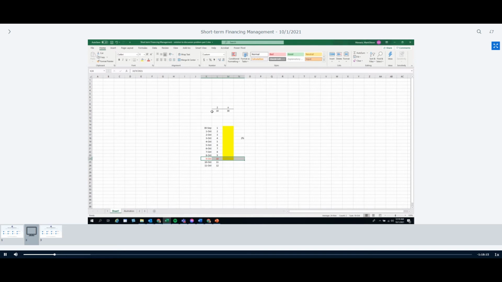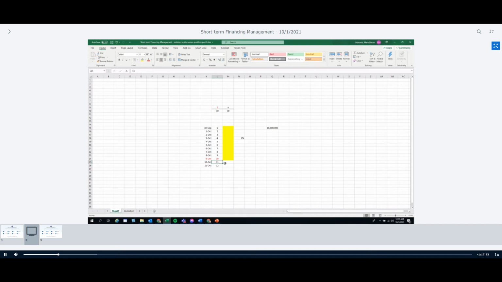imagine class, we're talking of paying 10 million pesos to our supplier. Instead of paying it to our supplier on day one, and we're planning to avail of the discount, we should pay it on the last day of the discount period, meaning on the 10th day. Because if you pay on the first day or second, third, and so on until the 10th day, this will remain the same naman. It's at 2%. It won't change.